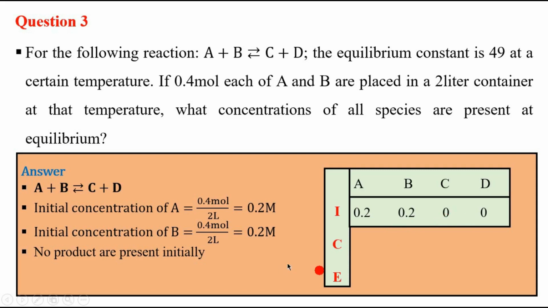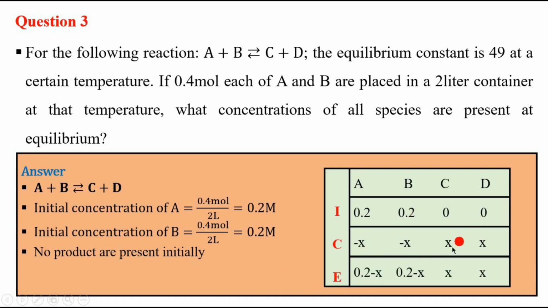Then for the change, we put minus x, because A and B are being removed, and C and D are forming. That's why you can see for C and D we put plus x. Then at equilibrium we have 0.2 minus x, 0.2 minus x, and 0 plus x, 0 plus x. That is what we have at equilibrium. Then we know that the equilibrium constant Kc is equal to the concentration of C times the concentration of D over the concentration of A times the concentration of B.